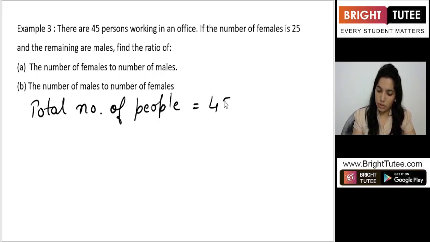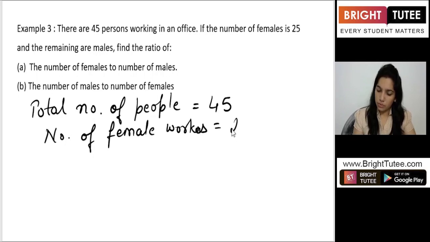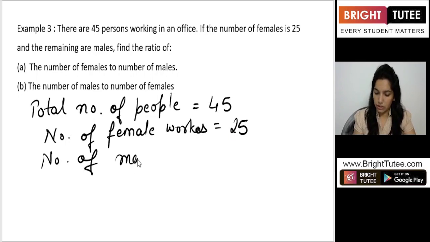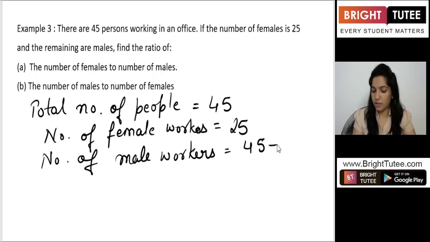It is equal to 45. Now we are given the number of female workers. So the number of female workers is equal to 25. Then the number of males we can calculate. Number of male workers is equal to 45 minus 25. That will be the number of male workers, right? So it is 20.